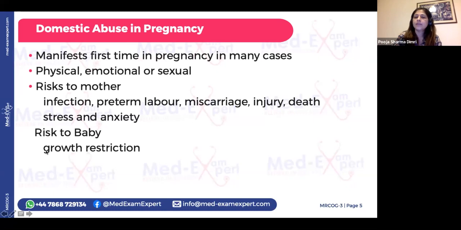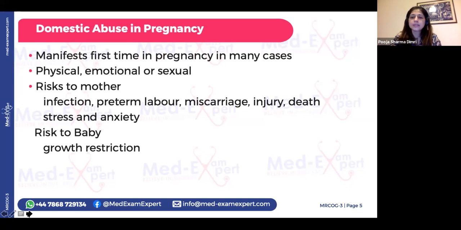So the risk to mother can be infection, preterm labor, there can be miscarriage, injury, even death if it's very serious, stress and anxiety, and there can be growth restriction in the baby if she's subjected to prolonged domestic violence.